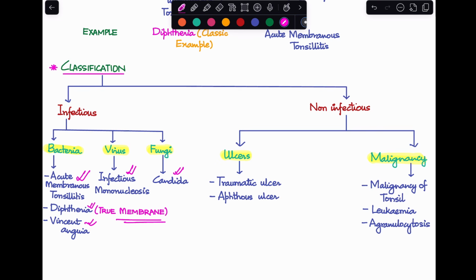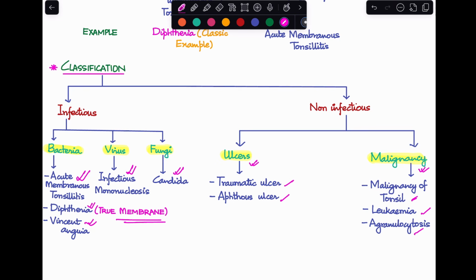Now coming to non-infectious causes, this can again be further classified into ulcers and malignancy. And amongst ulcers, we have traumatic ulcer and aphthous ulcer. And amongst malignancy, we have malignancy of the tonsil, leukemia, and agranulocytosis. So these are our 10 causes that we are going to discuss today on the differential diagnosis of membrane over tonsil.